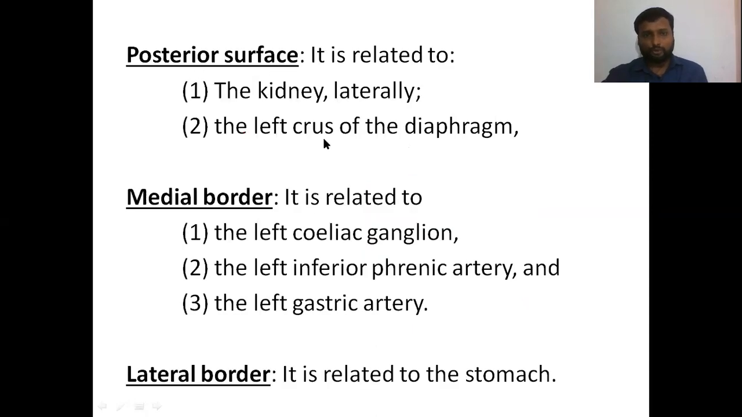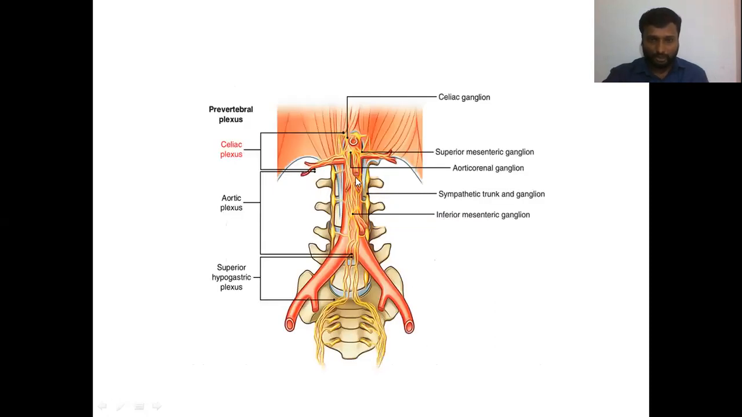Then the posterior surface, I already told you, is related to the diaphragm. The left suprarenal gland is related to the left crus of the diaphragm and the kidney. So two relations, mainly the left crus of the diaphragm. Then the medial border, same as that of the right suprarenal gland. Here it is the left celiac ganglia and left inferior phrenic artery. I told you, this is the sympathetic chain, celiac ganglia, and this one the left inferior phrenic artery.